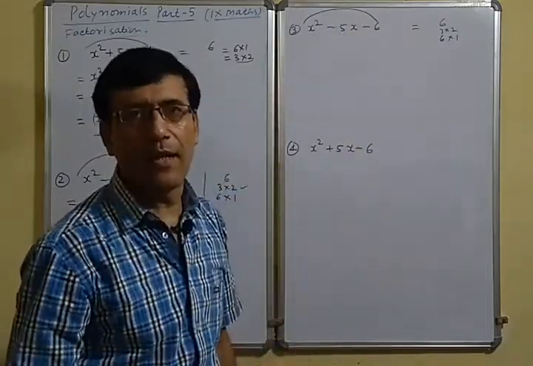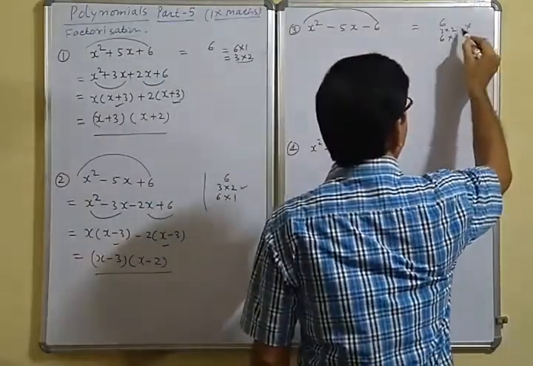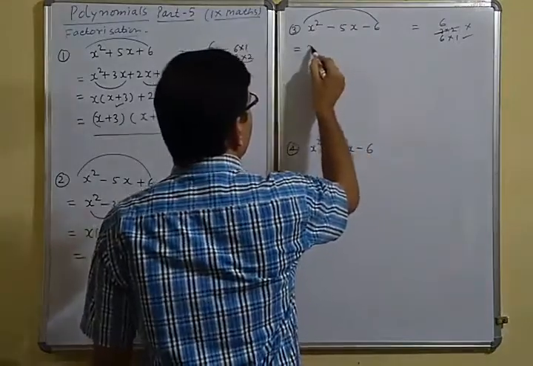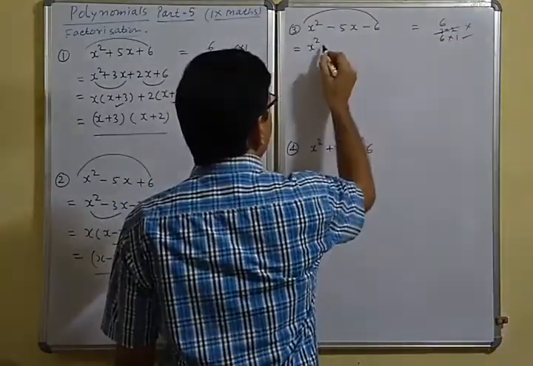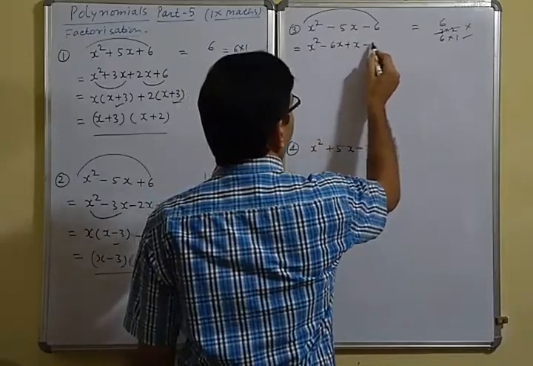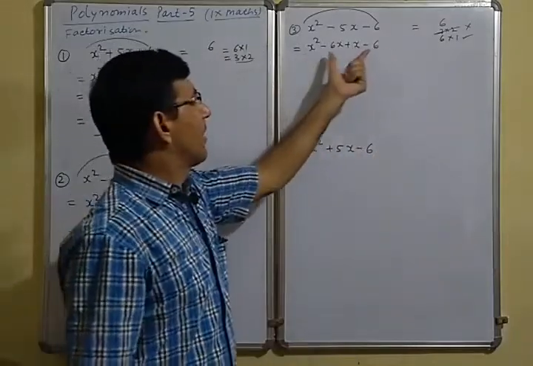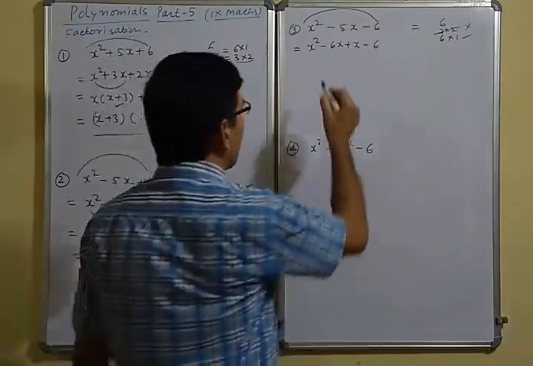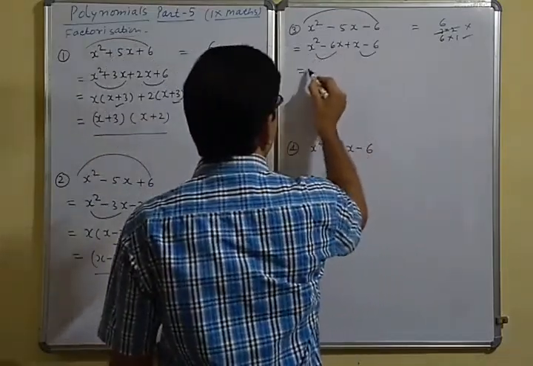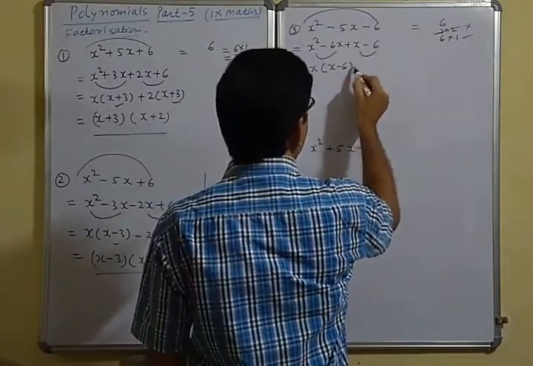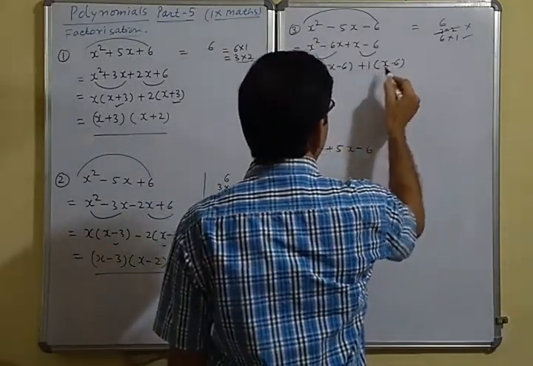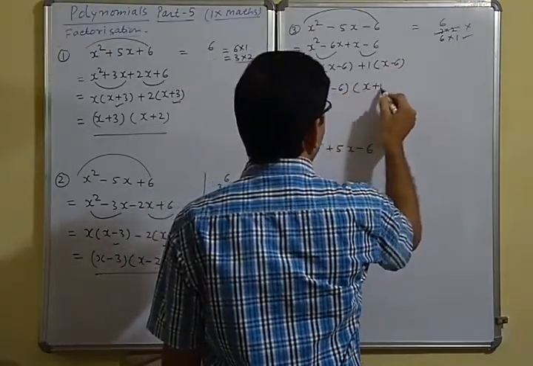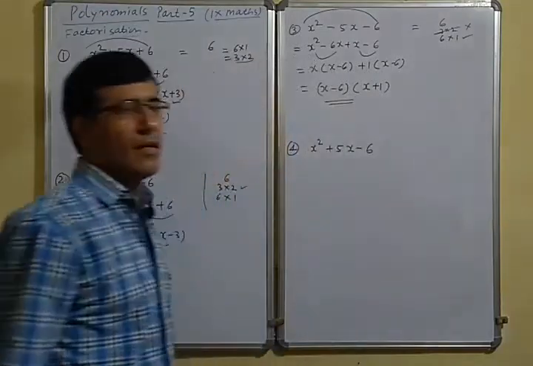So now we have to consider 6 and 1. How will you get it? This is x square minus 6x plus x minus 6. So 1 positive and 1 negative, now this we can factorize. Now take common using these two. Here x is common, in the bracket you will get x minus 6, and 1 is common, x minus 6. So by the method of grouping, this becomes x minus 6 and x plus 1. So this is the required result.